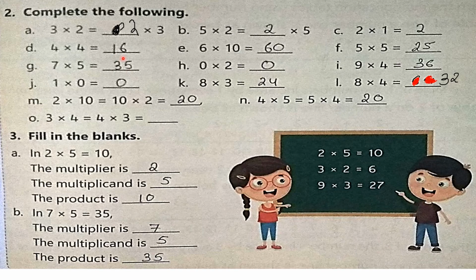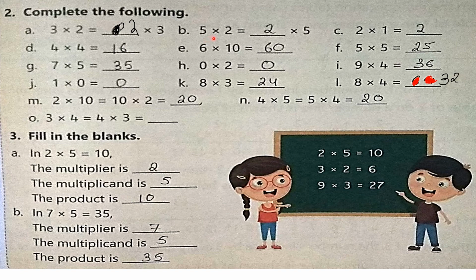Okay, so now let's do our exercise. So here, see here, complete the following. So 3 multiplied by 2 is equal to dash multiplied by 3. So what will we write? 2, because 3 multiplied by 2 is 6. Then 2 multiplied by 3 is also 6. So we will write here 2.